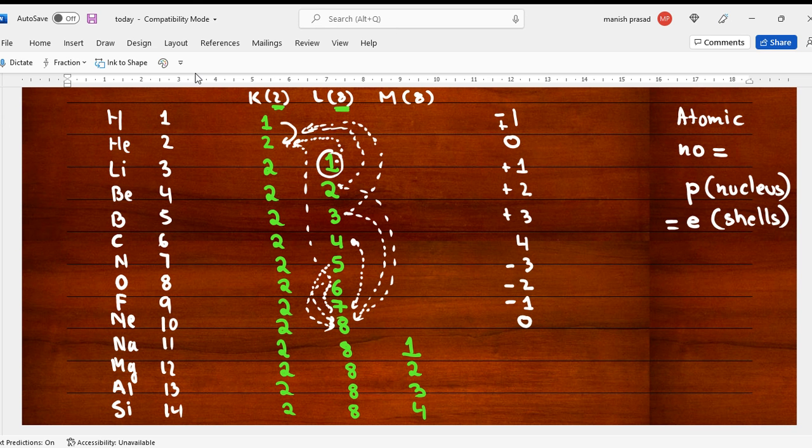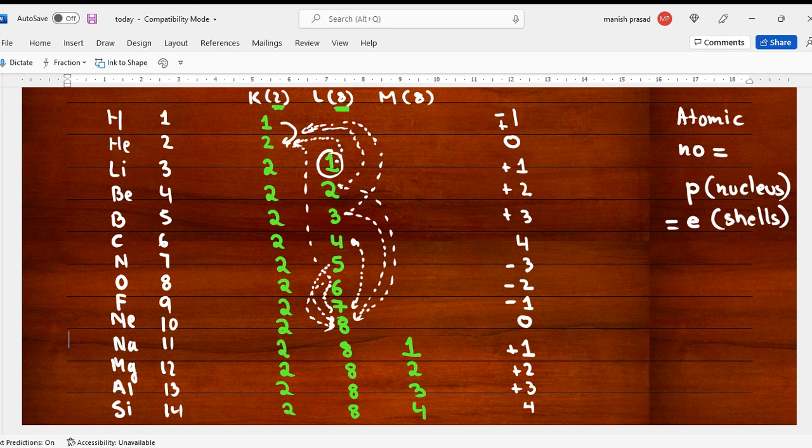So this is what actually happens. One means it would lose one electron to go to the noble gas configuration. Two means it would lose two electrons because gaining six electrons is difficult. Three means it would lose three electrons because gaining five electrons is difficult. And four generally just shares the electrons. Okay, got it?